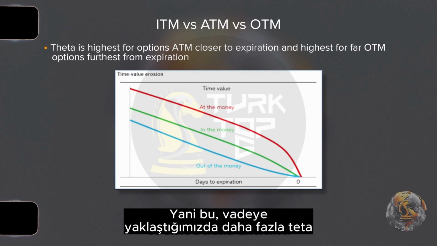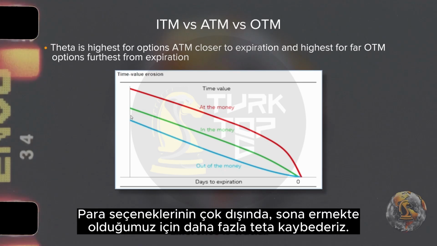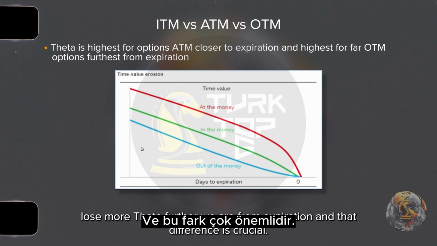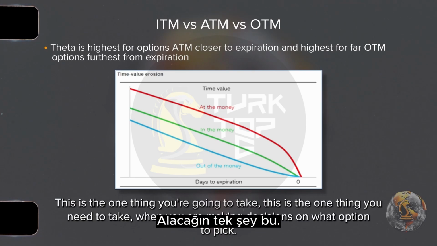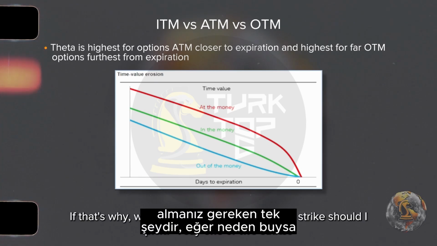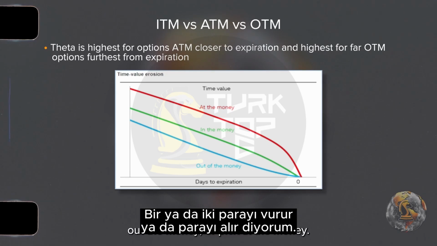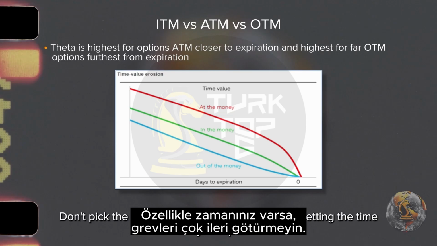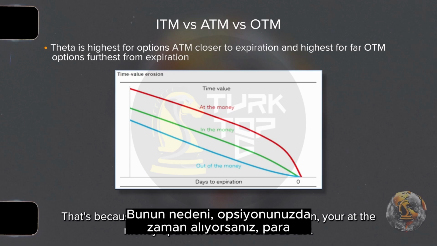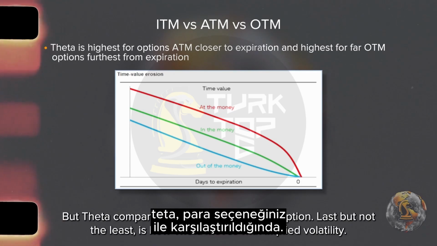So that's a crucial difference. At the money options lose more theta when we are closer to expiration. Far out the money options lose more theta the further we are from expiration. And that difference is crucial. This is the one thing you need to take when you're making decisions on what option to pick. That's why whenever you ask me, what strike should I pick? I say one or two strikes out the money or pick at the money. Don't pick the strikes too far, especially if you're getting the time on your option. That's because if you're getting time on your option, your at the money option won't lose value as fast with theta compared to your far out the money option.